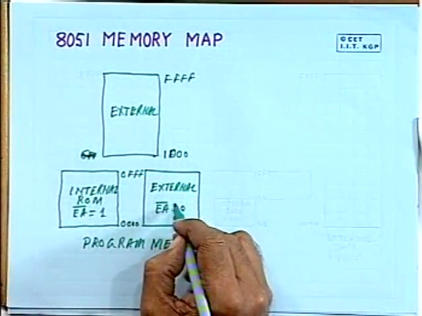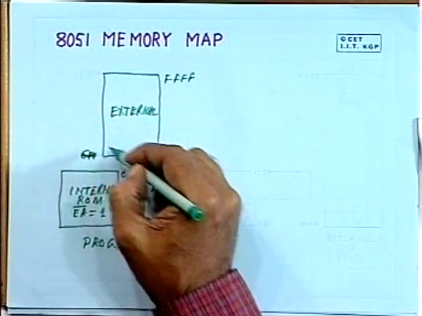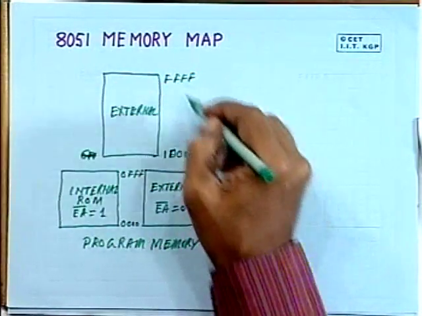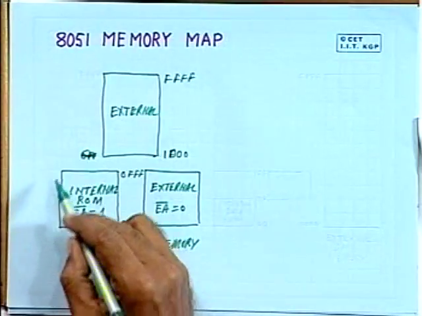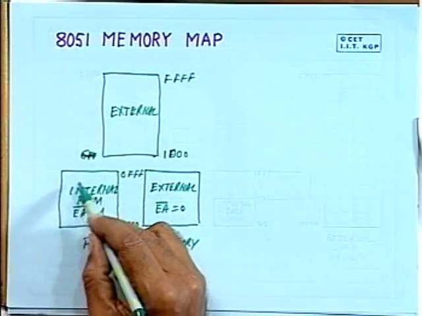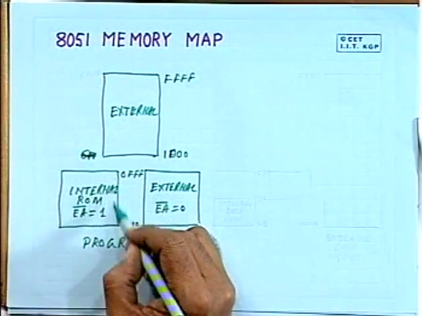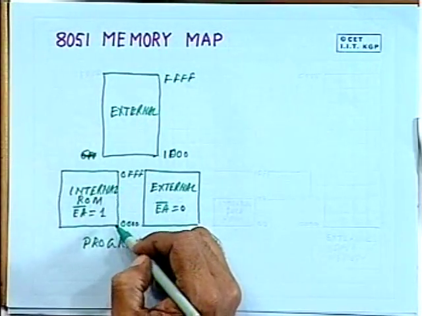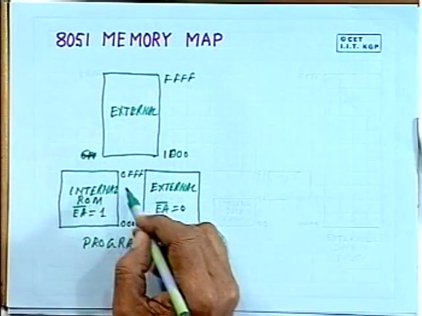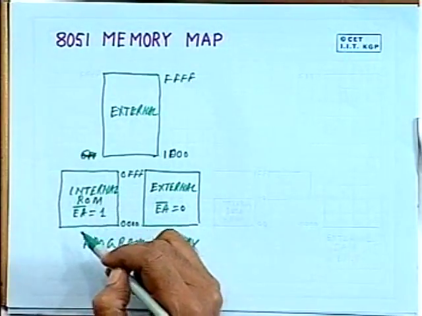If the EA pin is connected to 1, then you don't have the external ROM or external program memory. However, if 4K is not sufficient, on chip you have got 4K ROM starting from 0000 to 0FFF. If this is not adequate, only then you go for external ROM. Otherwise, this internal ROM is sufficient.